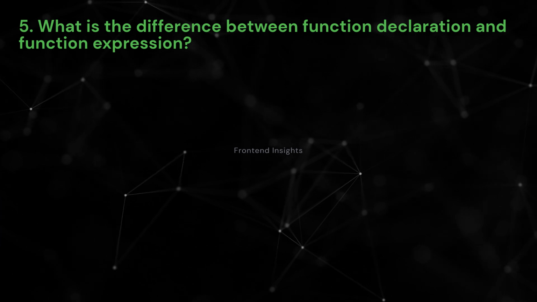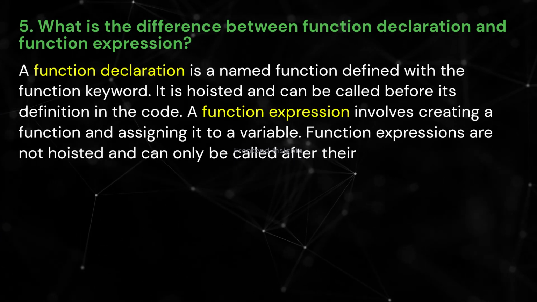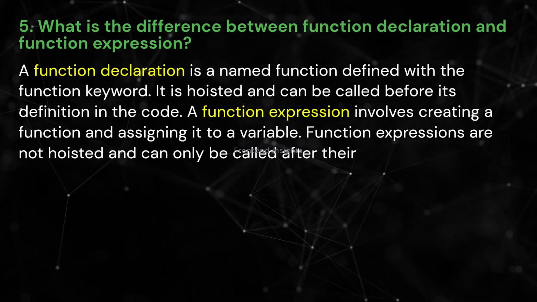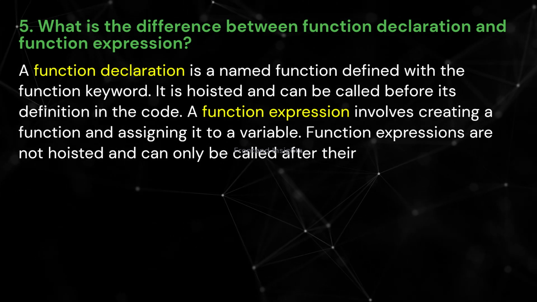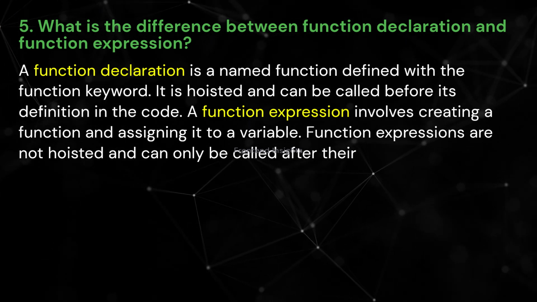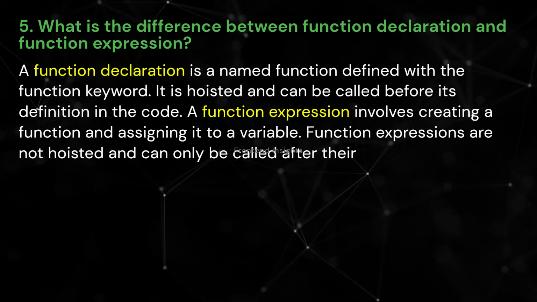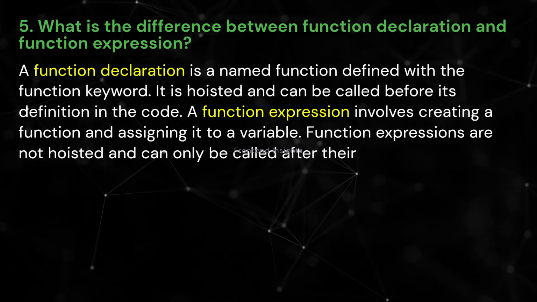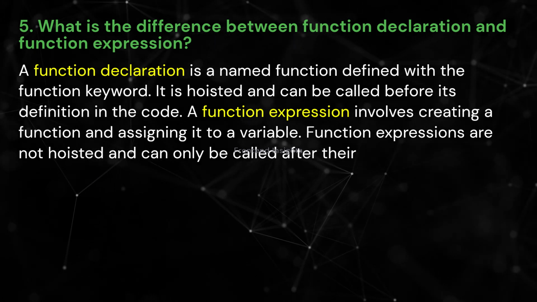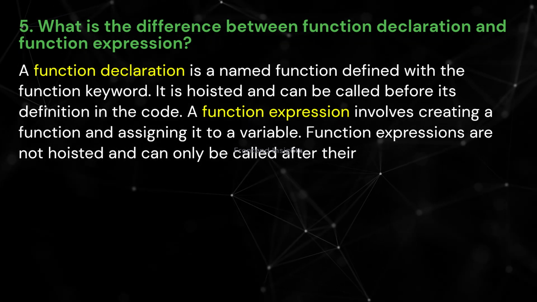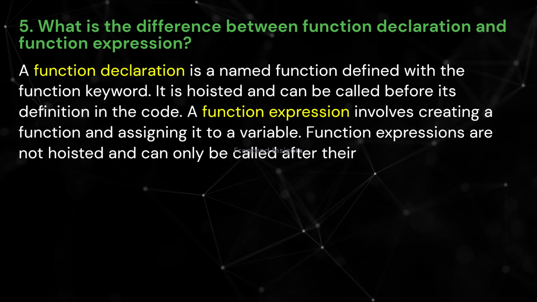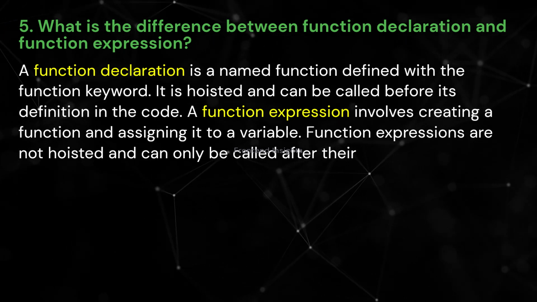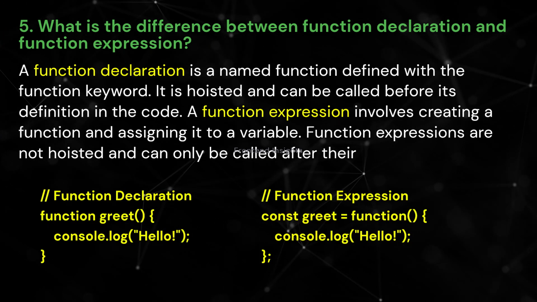Okay, so what is the difference between function declaration and function expression? This is the next question. A function declaration is a named function defined with the function keyword. It is hoisted and can be called before its definition in the code. A function expression involves creating a function and assigning it to a variable. Function expressions are not hoisted and can only be called after their definition.